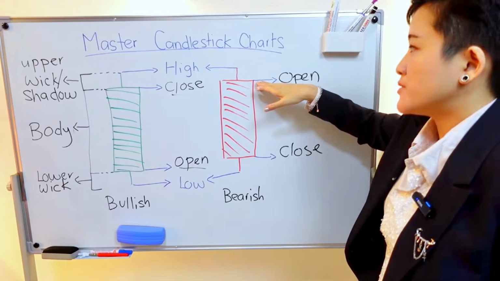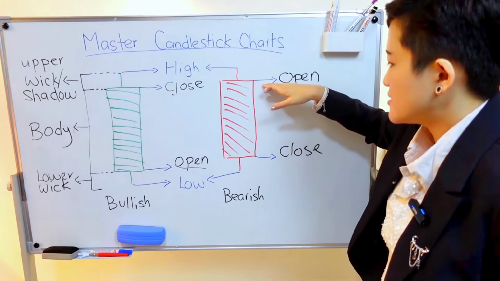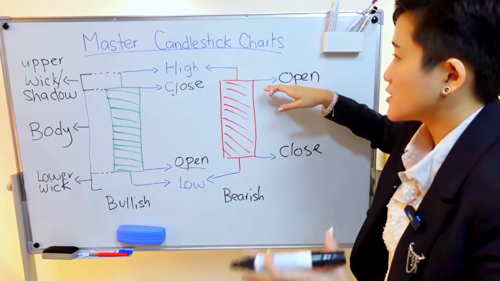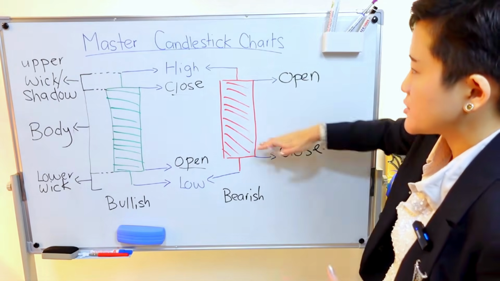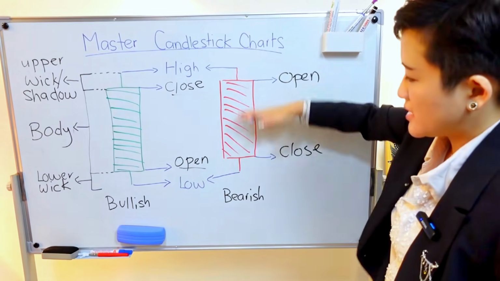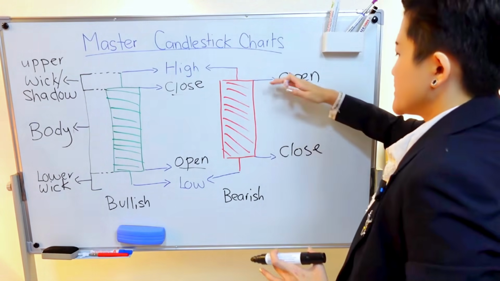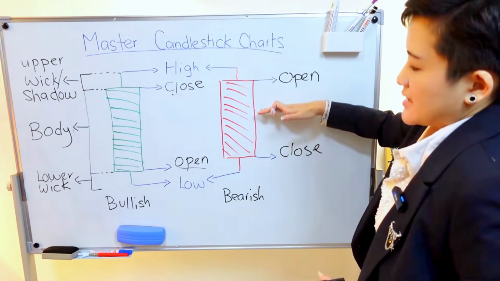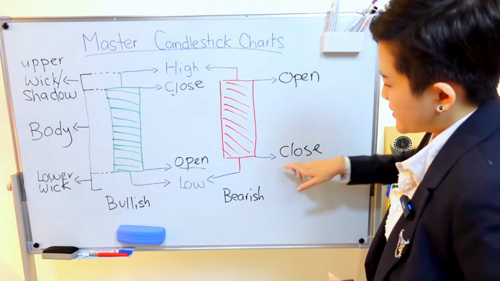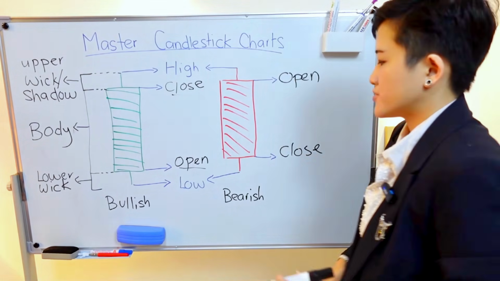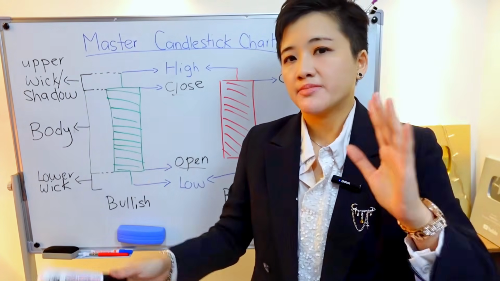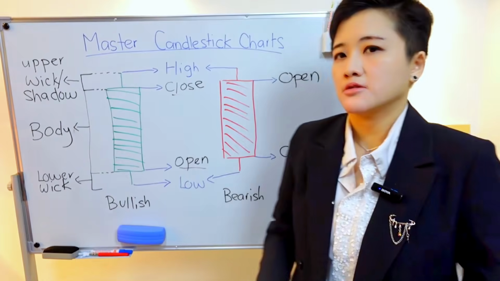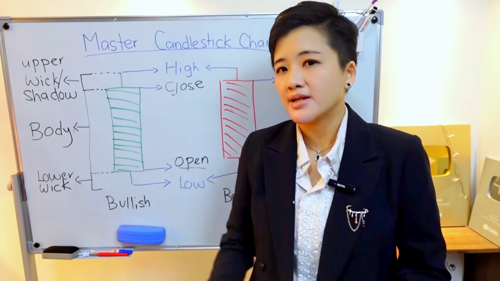During the session, open over here, then tug of war, in between the high and low, never going beyond. Then eventually, sellers won and pushed the price down to this close. And you see a red candle, and some people, when they use a black and white chart, it will be a black candle. So you will have a bearish bias.